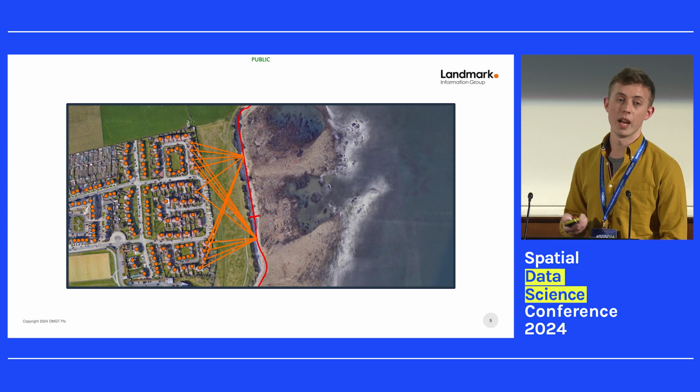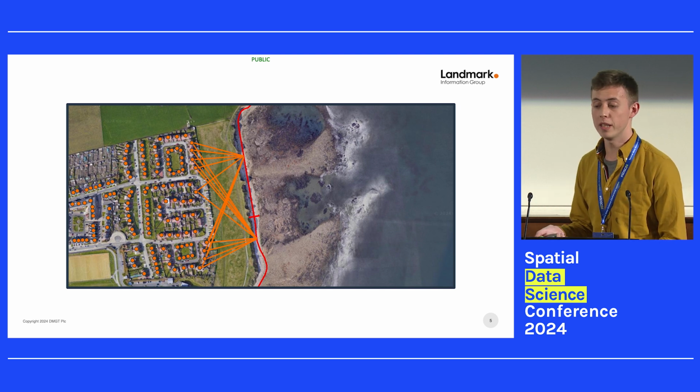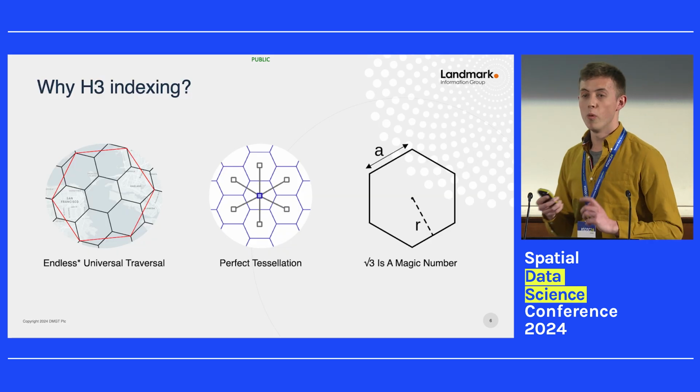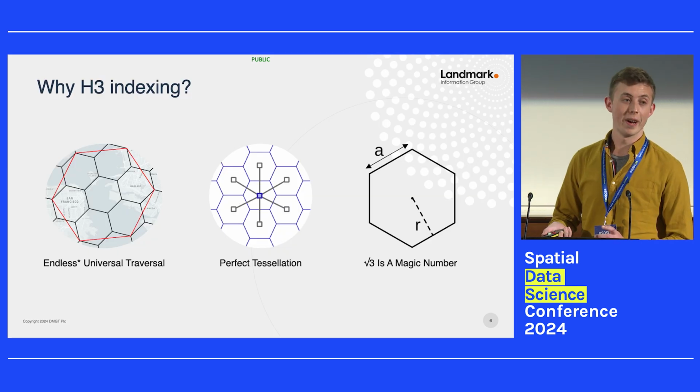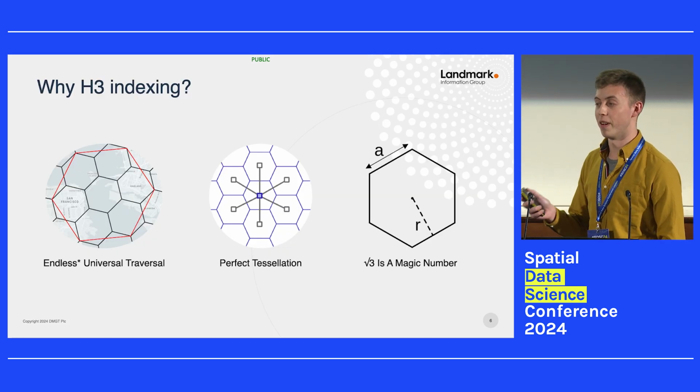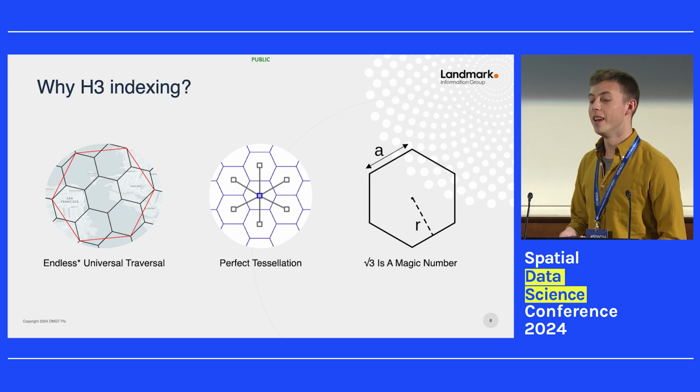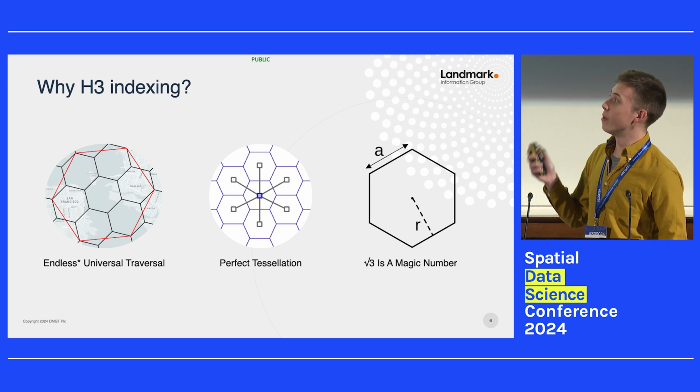So we took this on and we had a look at, well, how can we go about improving this? And in the end, H3 indexing came to the rescue. So why H3? We've probably heard a lot about H3. That's the nice thing about going last, is if I forget to say anything, someone's probably already covered it. So it's got three main benefits.